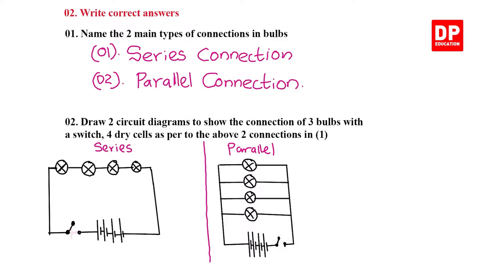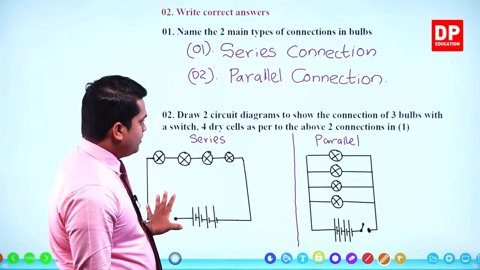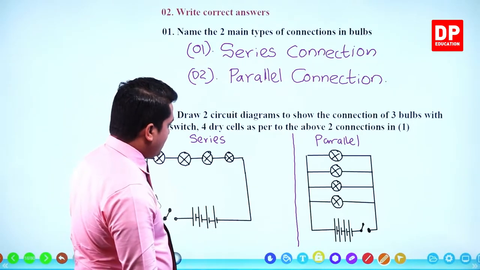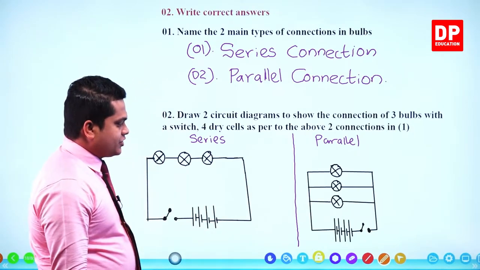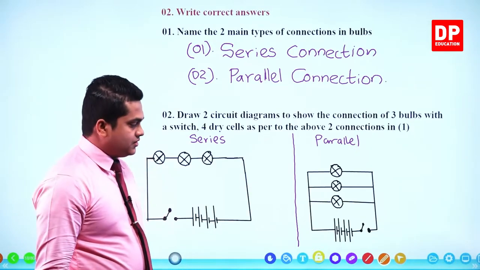Right, for a parallel connection and series connection, they're saying three bulbs, right? So we have to draw three bulbs. They're mentioning only three bulbs, so we'll draw only three bulbs. Right. Let's erase the other parts. Only three bulbs, my dear children. Not four, but three. Four dry cells, but three bulbs. So three bulbs in series connection and three bulbs in parallel connection with a switch, with four dry cells. Right then.